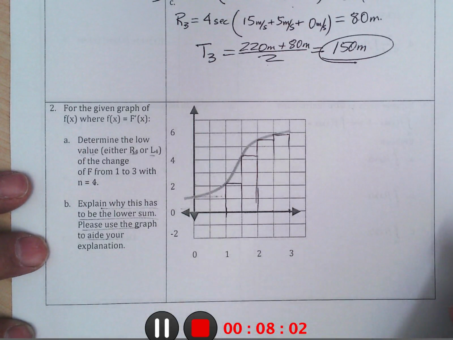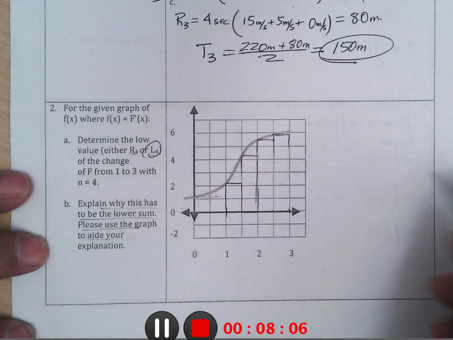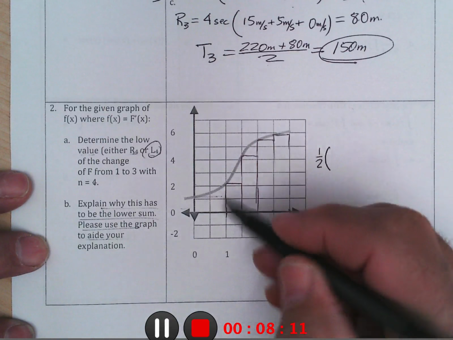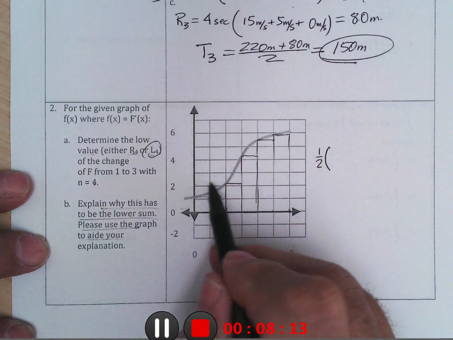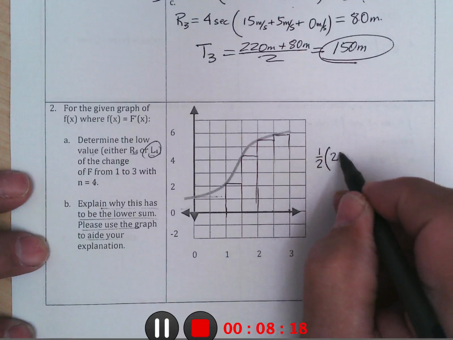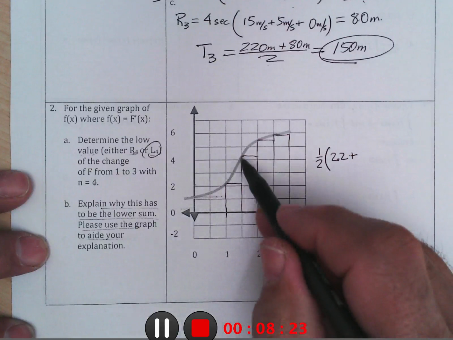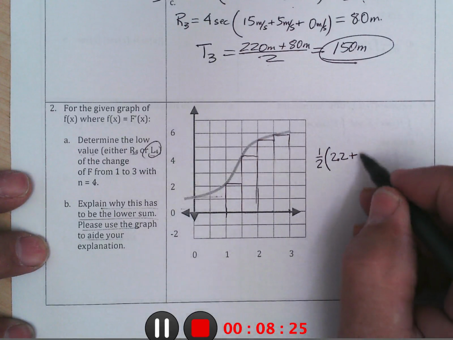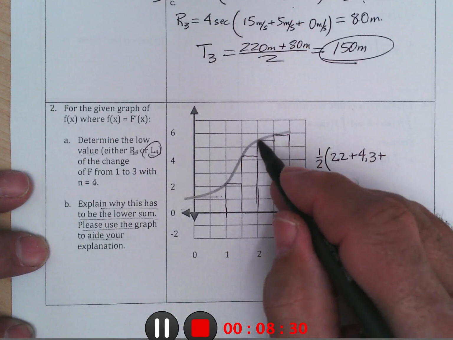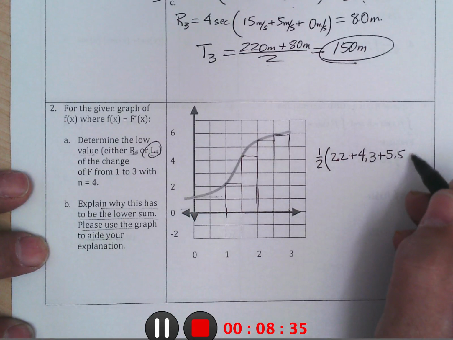And now let's get our left 4. So each one is 1/2 wide. The height of the first one is, see, this is 2, this is 3, so that looks like about maybe 2.2, 2.1, something like that. Plus, this one looks like about 4.3, 4.2, somewhere in there. And this one looks like about 5.5. And then the last one looks like about 5.9.